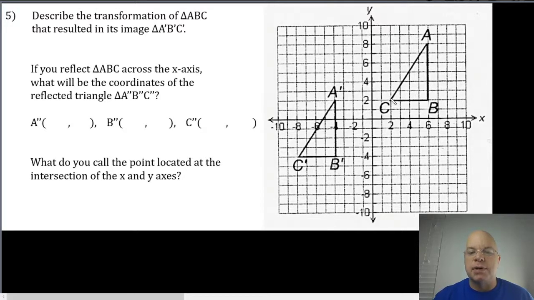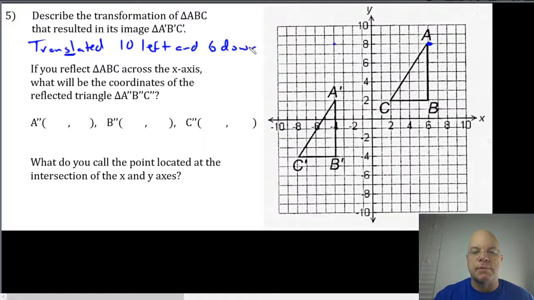But in order to say how much, we have to pick a vertex. I'll pick vertex A and count 1, 2, 3, 4, 5, 6, 7, 8, 9, 10 to the left to get there. So it's been translated, because a translation, remember, is like a slide. 10 left. And from there we go 1, 2, 3, 4, 5, 6 down. So that describes the transformation. It's a translation, 10 left and 6 down.